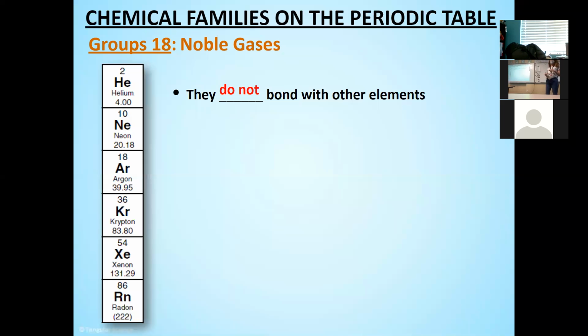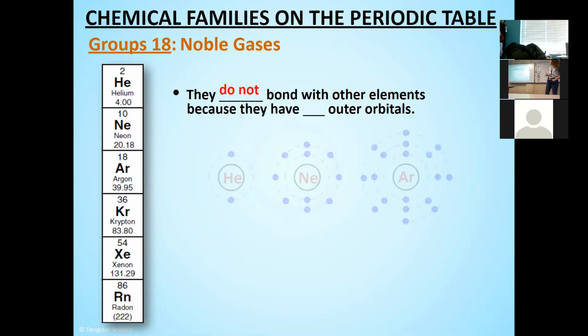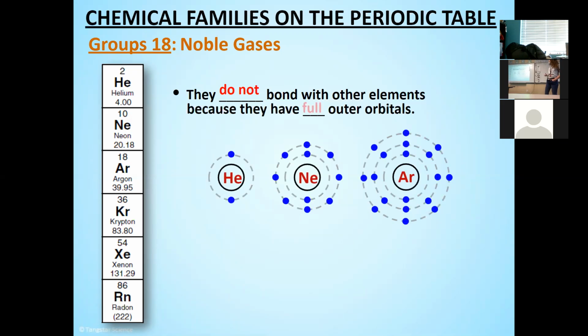I found a ton and they all end with like fluorine. Yeah, because fluorine is the only one that has the power to pull an electron off. They have full outer orbitals. They're happy. Now, helium only has 2, right? But it's still a full outer orbital. And then the others all have 8.